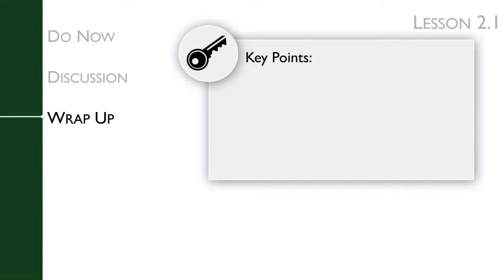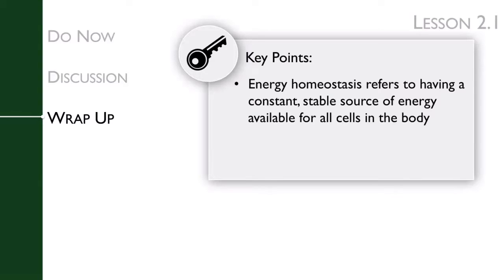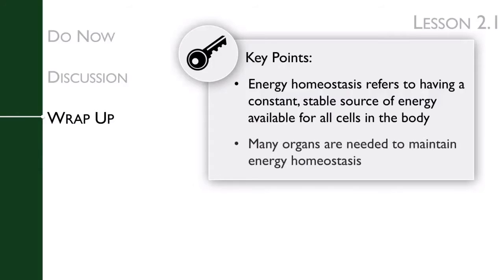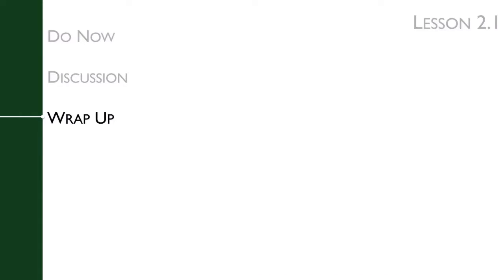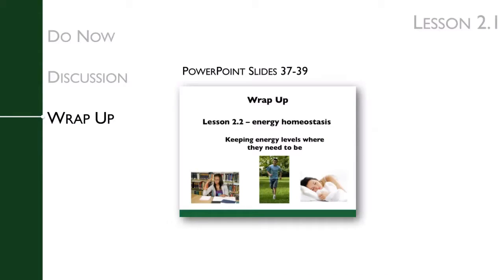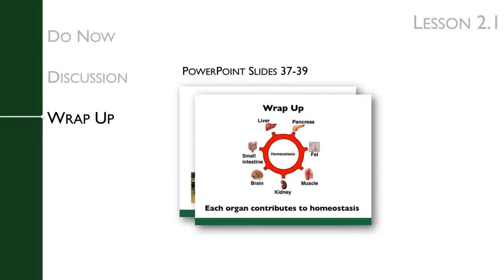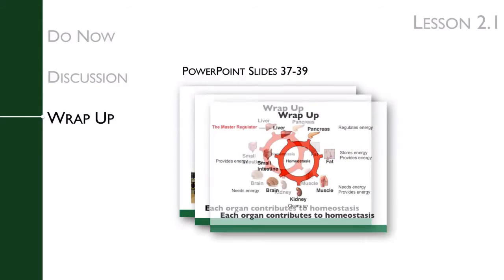The key points of this lesson's wrap-up are: energy homeostasis refers to having a constant, stable source of energy available for all the cells in the body, and many organs are needed to maintain energy homeostasis. We get there by introducing students to a model of energy homeostasis that will be used throughout the rest of the unit. You will use this model to introduce the other organs involved in energy homeostasis. This prepares students for the following lessons.